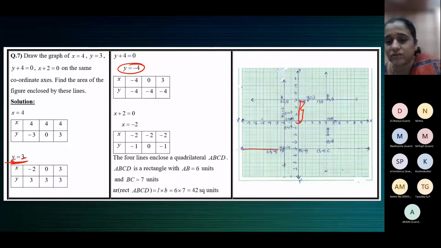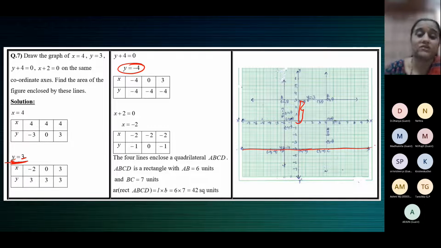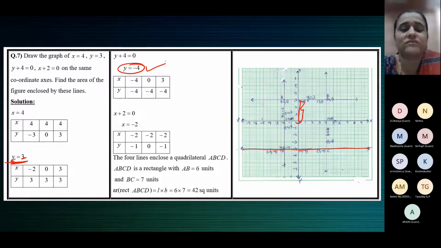Similarly, y is equal to -4. See, the line is here. Y is equal to, so it's parallel to the x-axis. So y is equal to -4 is below the x-axis. Y is equal to means parallel to the x-axis, and negative means below the x-axis. So how do you describe the line of the equation y is equal to -4? The graph of the equation y is equal to -4 is a line parallel to the x-axis at a distance of 4 units below the x-axis.